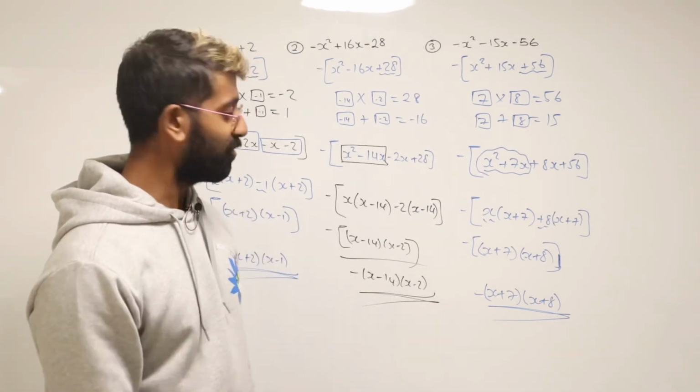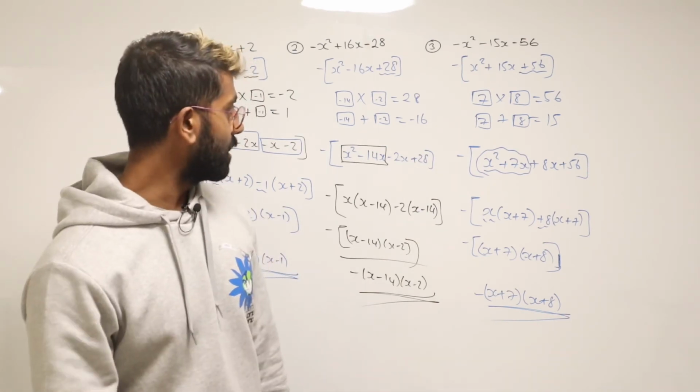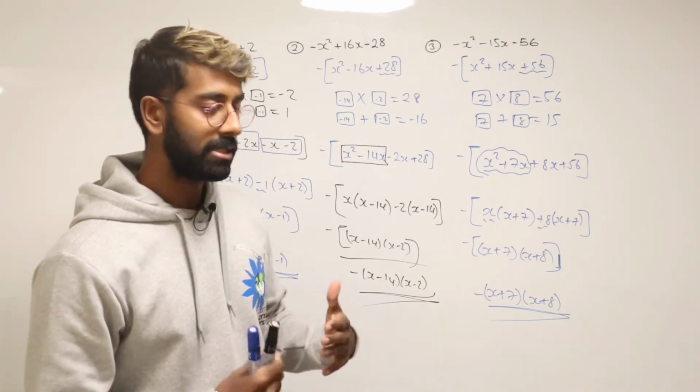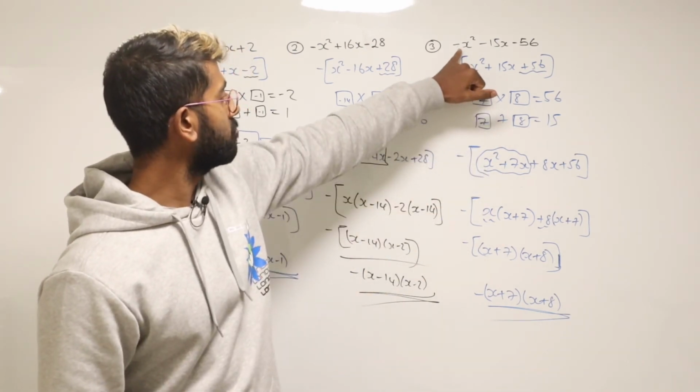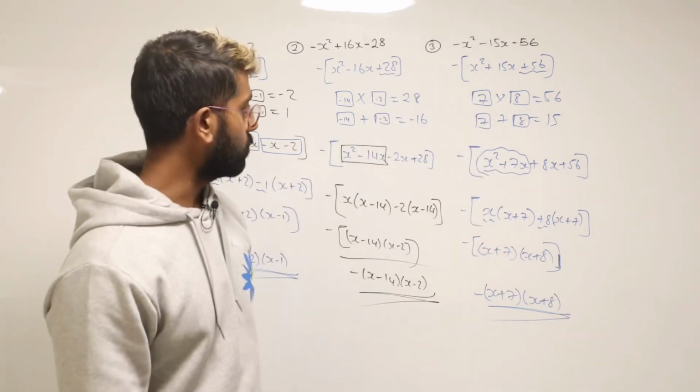And yeah, hopefully that's nice and simple. Hopefully you understand it. And I'll catch you again to do some more factorizing, this time where we've got maybe like 2x squared or 3x squared, and we'll see how we factorize those.